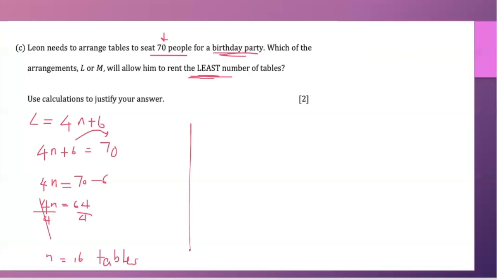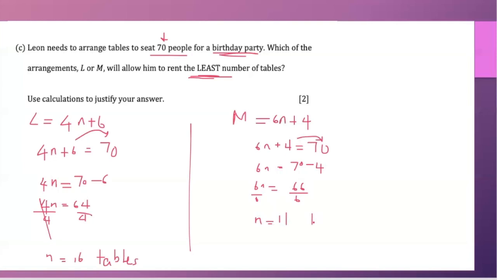The next arrangement is arrangement M. So for M, the general term is 6n plus 4. So when I have 70 chairs, I need to find out how many tables I have here. So I carry this over, so I have 6n is equal to 70 minus 4. And 6n is equal to 66. Divide both sides by 6. So n equals 11. So this means I'll have 11 tables if I do arrangement M.